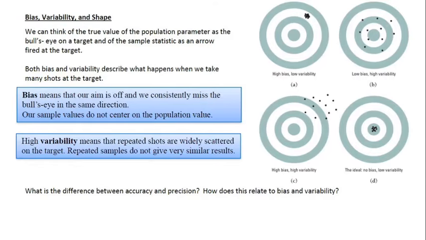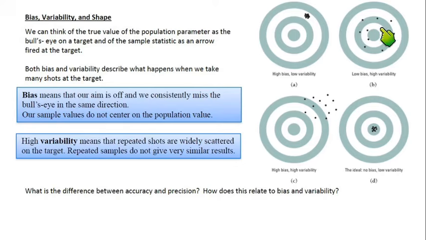All right, and the last part for these notes: bias, variability, and shape. It says we can think of the true value of the population parameter as the bullseye on a target and of the sample statistic as an arrow fired at the target. Both bias and variability describe what happens when we take many shots at the target.